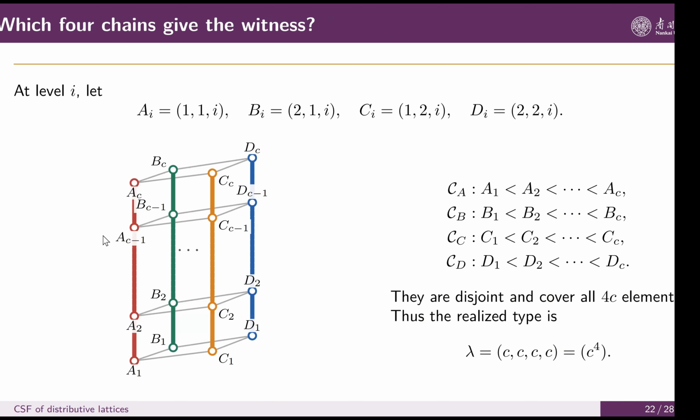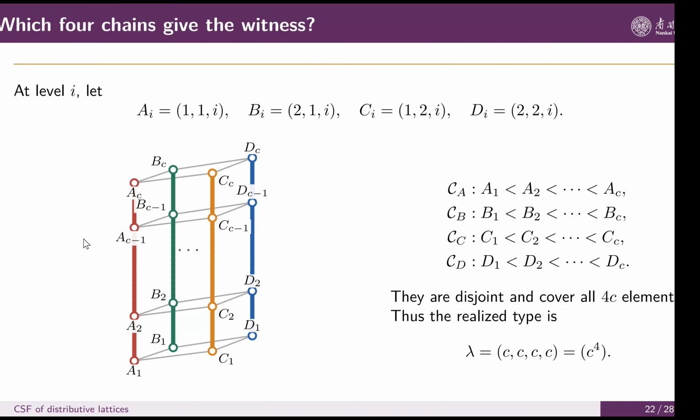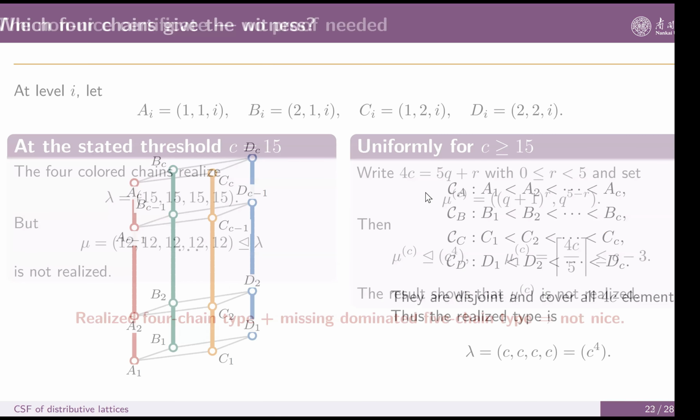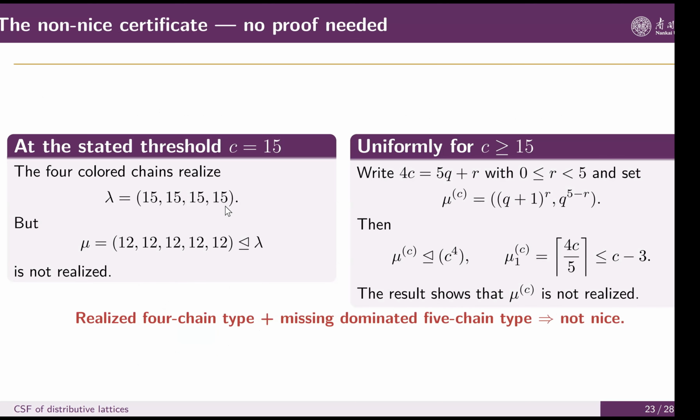However, when we make the part from 4 to 5, we can find a 4c over 5, which is 12, 12, 12, 12, 12. And this partition is dominated by lambda, but you see the prism only has four columns. Thus, it's not hard to prove that this 5/12 cannot be a chain partition for this kind of poset. Thus, we have proved the non-niceness for the 2 times 2 times 15 case.